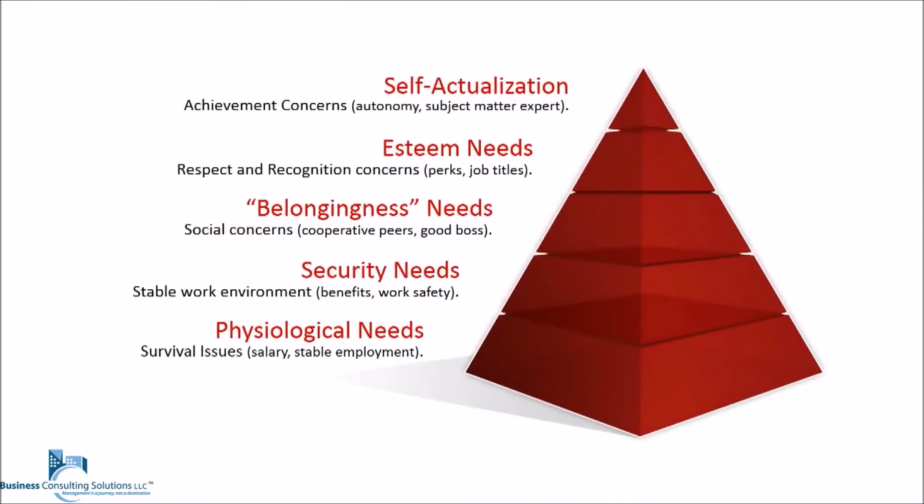In Maslow's hierarchy, our most basic need is physiological. We have to survive. We are concerned about our salary and stable employment. Once this need is met, we are concerned about our security. We want a stable work environment. We want good benefits, a safe work environment. Worker safety is important. Once our security needs are met, we turn our attention to belongingness needs or social concerns.